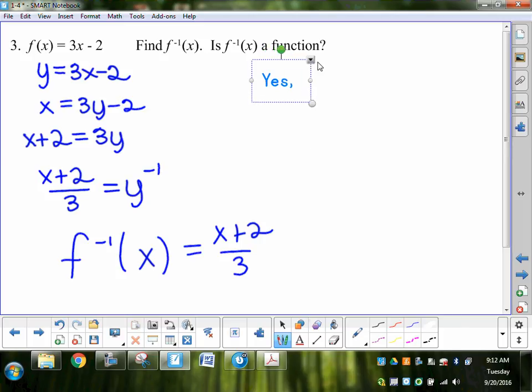Who can be more specific? What was the original, Sam? The original is a line. So we'd say, yes, f of x is a line. What property do I know that allows me to determine whether or not the inverse is a function without actually finding it?